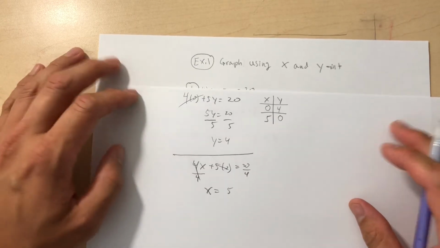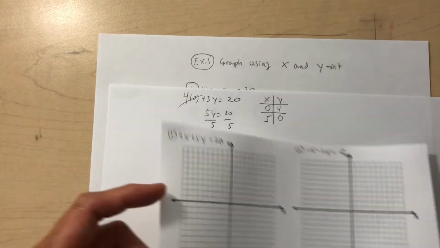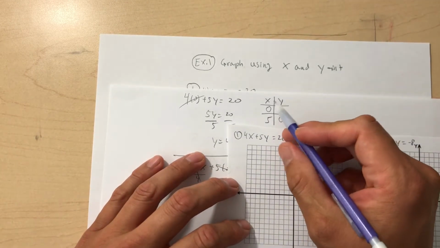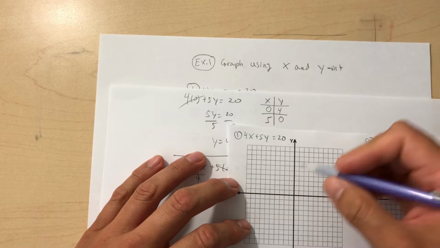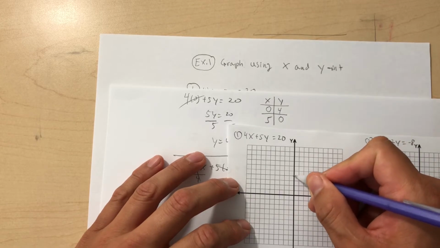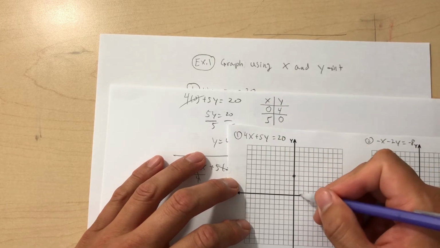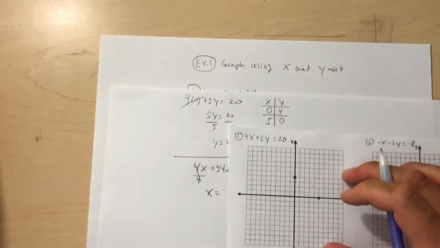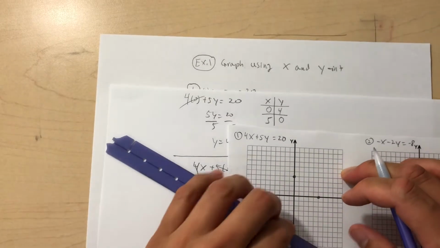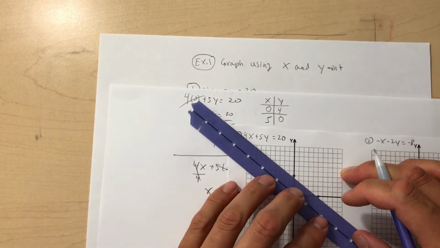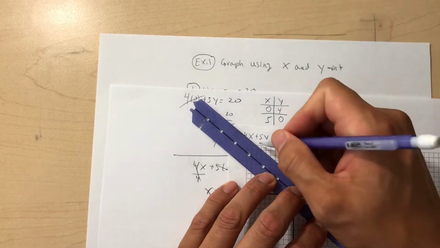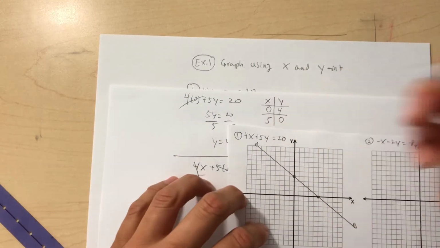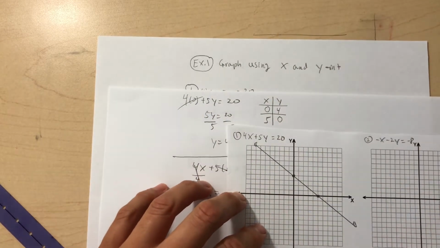Here's my graph for this first problem. I know my y-intercept is going to be at 4: 1, 2, 3, 4. And my x-intercept is 5: 1, 2, 3, 4, 5. Then you just graph those two. Yes, it's going to be a negative slope graph, even though none of the numbers is negative. Make sure you show the work. We did the work there and I graphed it separately.